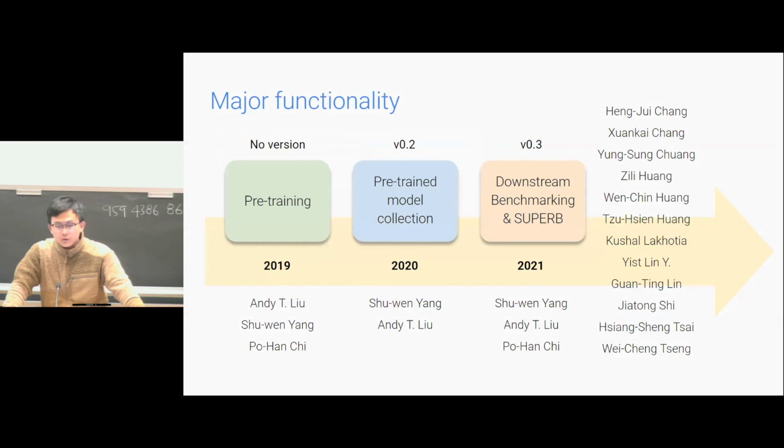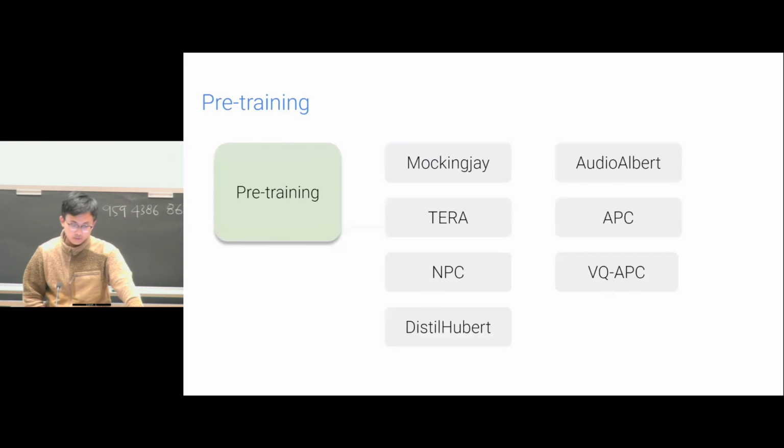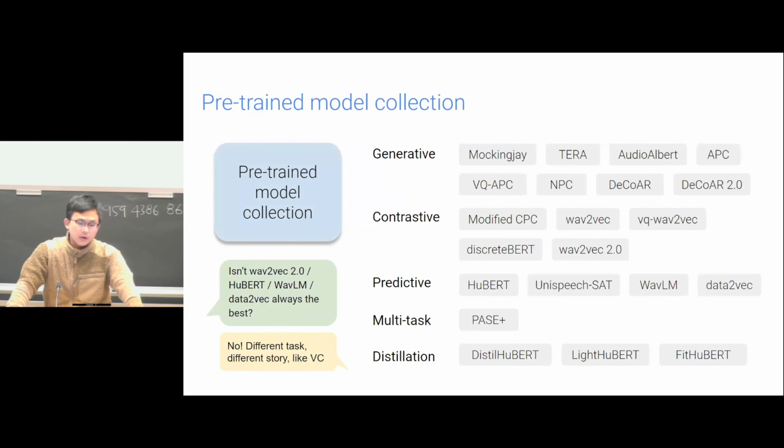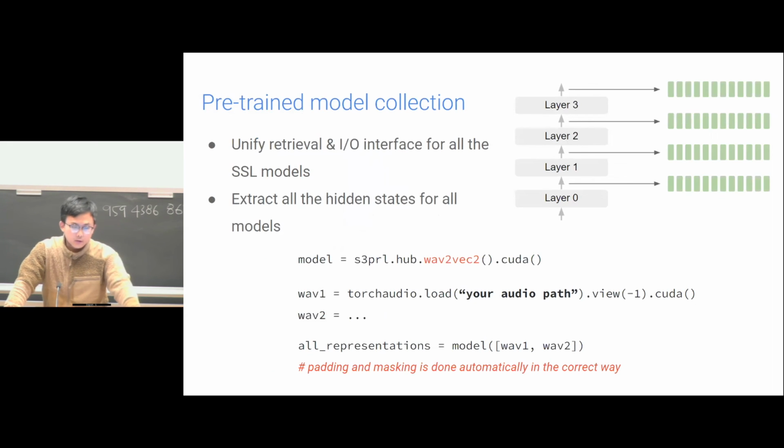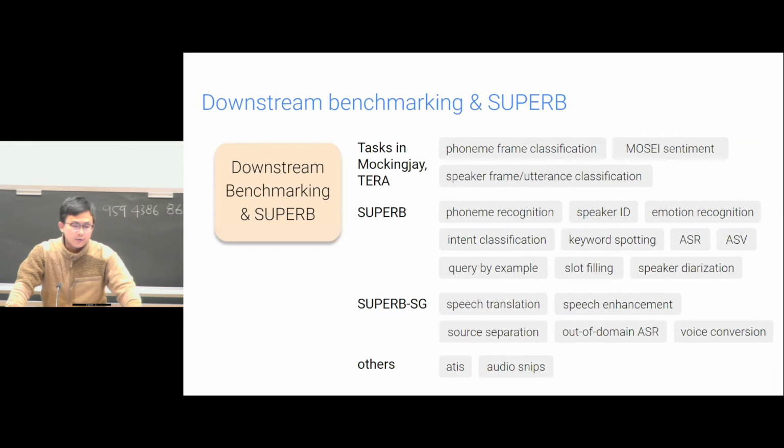So we have three major functionalities: the pre-training, pre-trained model collection, and then downstream benchmarking. For the pre-training part, we can pre-train some classic methods like Mockingjay, TERA, APC. And for our pre-trained model collection, we have a comprehensive library for all kinds of research related to self-supervised learning in speech, so that we unify the retrieval and IO interface for all the SSL models, so that we can extract all the hidden states for them. And for downstream benchmarking, we support the SUPERB benchmark and the SUPERB-SG benchmark, in total there are 15 tasks.